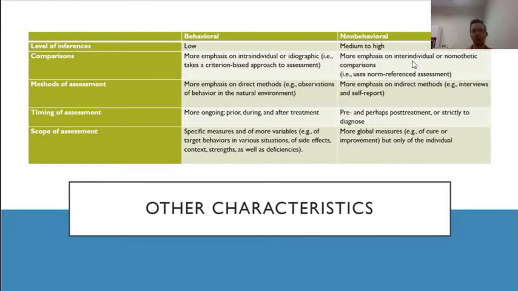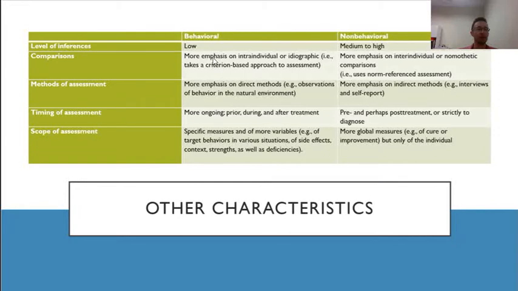And then scope of assessment, they use more global measures, so kind of related to what's the overall, is the problem cured, or overall did there seem to be an improvement, but only of the individual. And by only of the individual, what I mean is assessing the individual in a broad sense, not assessing very specific behaviors or aspects of behavior.